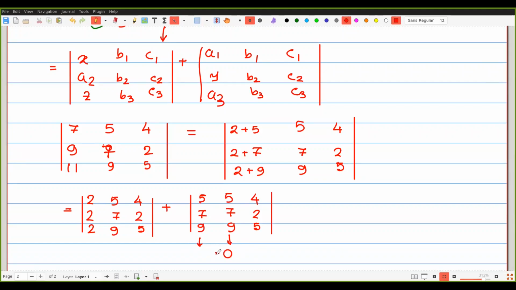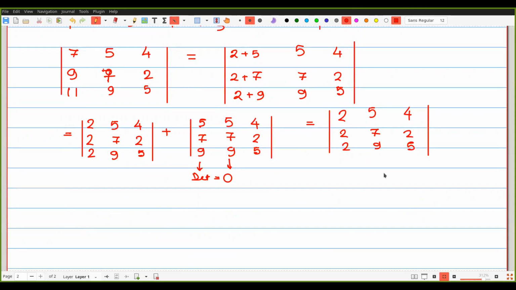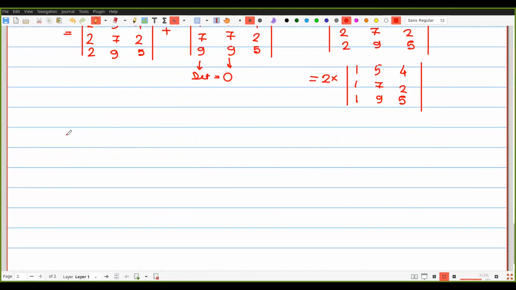So the value is 0, the deterministic value. So that one is now becoming only 2, 2, 2, 5, 7, 9, 4, 2, 5. Okay. Now once again in the first column we have all the elements are 2. So that means we can take the common as 2. So 1, 1, 1, 5, 7, 9, 4, 2, 5. Suppose once again we want to decompose. Once again, so we may proceed in that way.